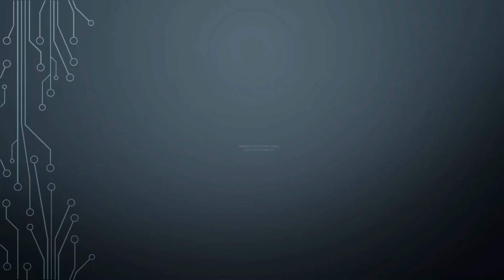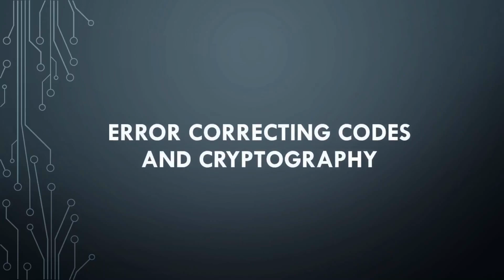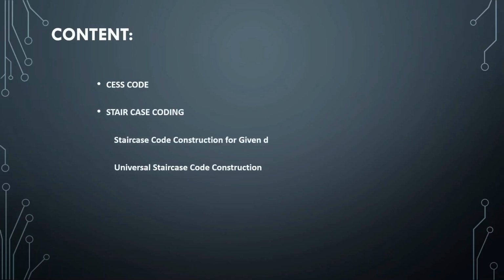Hello everyone. This video is about error correcting codes and cryptography. In this, we mainly focus on formulating the CESS problem and introduce necessary notations. Later, we describe the staircase code and universal staircase code constructions, followed by proofs that these codes achieve secrecy and minimum CO and RO.